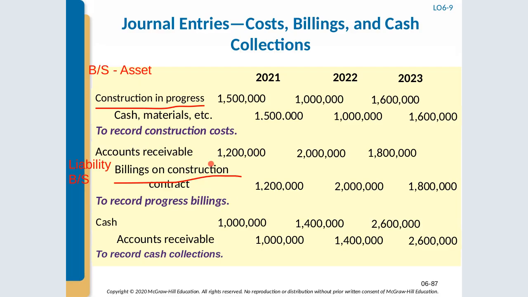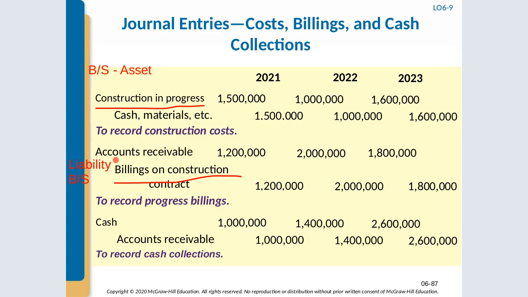So to keep track of our billings, we debit accounts receivable for the billings and we credit billings on construction. We do that every year. And then of course, just like always, you should be familiar with this entry. We receive the cash and we credit accounts receivable, so we decrease the receivable by the amount of cash that was received.